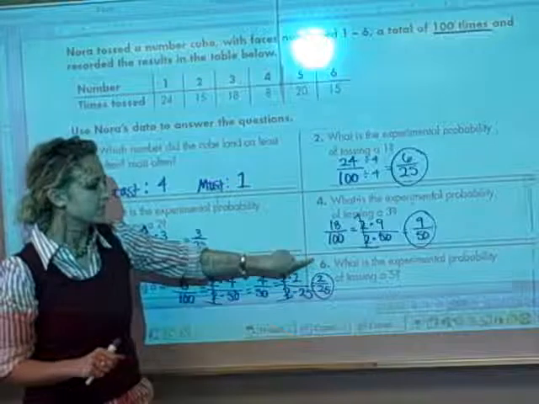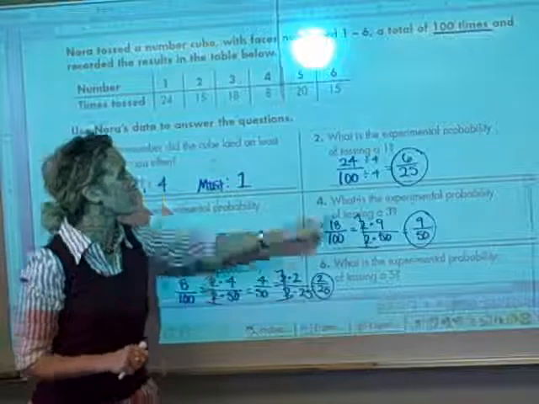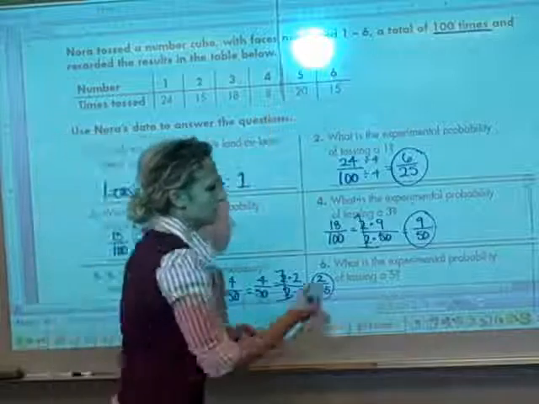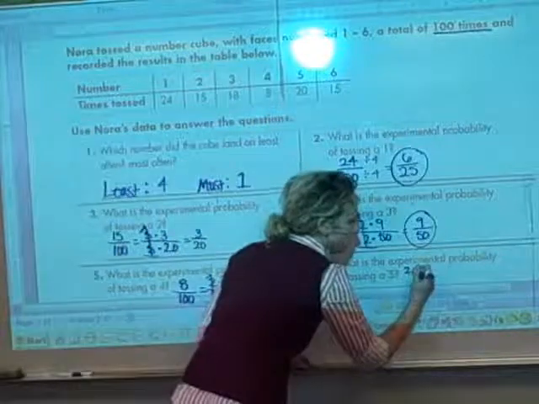Question 6. What is the experimental probability of tossing a 5? Well, let's look. 5 is 20, so it's going to be 20 over 100.